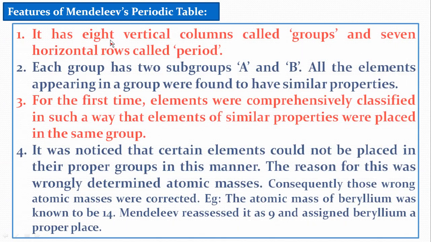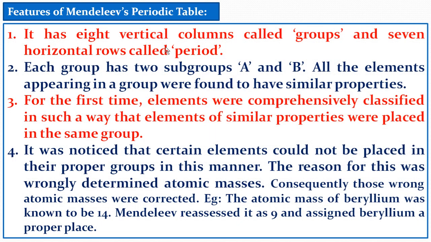Now, what are the features of the Mendeleev periodic table? The first one: it has 8 vertical columns called groups and 7 horizontal rows called periods. Each group has 2 subgroups, A and B. All the elements appearing in a group were found to have similar properties. For the first time, elements were comprehensively classified in such a way that elements of similar properties were placed in the same group.